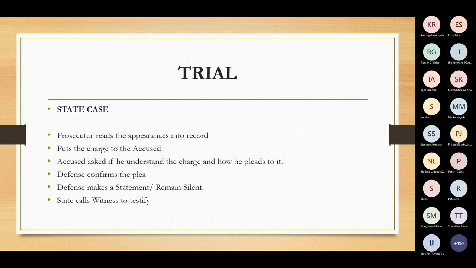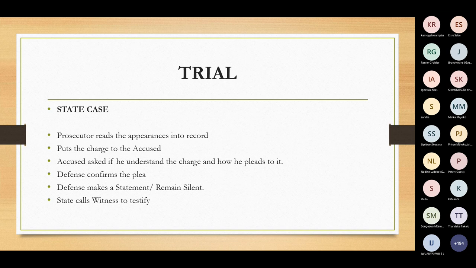Okay, ladies and gentlemen, we finally got to the main part. We've already talked a lot about it, so we're going to run through this fairly quickly, because through all this that we've been talking about, we've been touching on issues of the trial. But mainly, this is what happens in a trial.